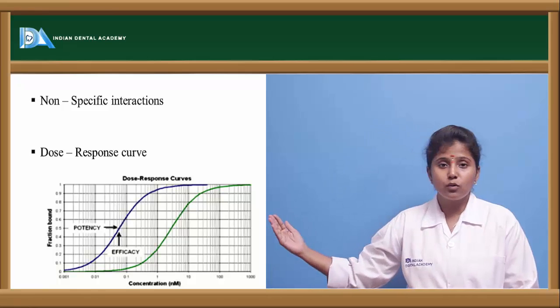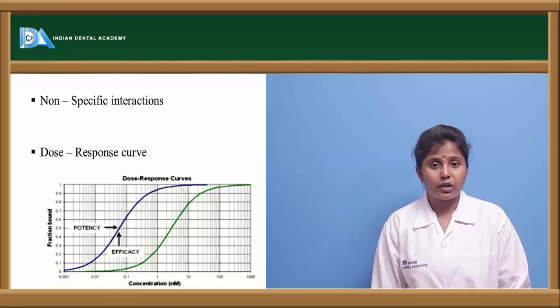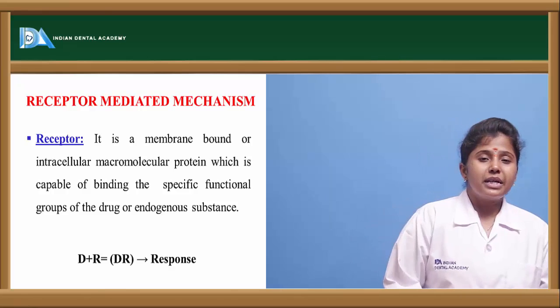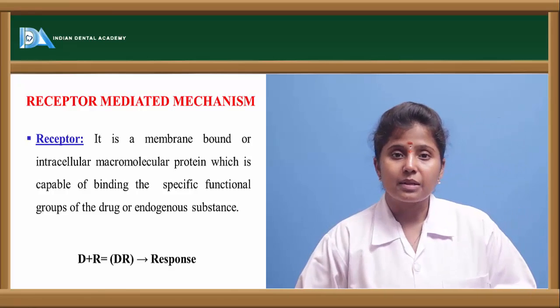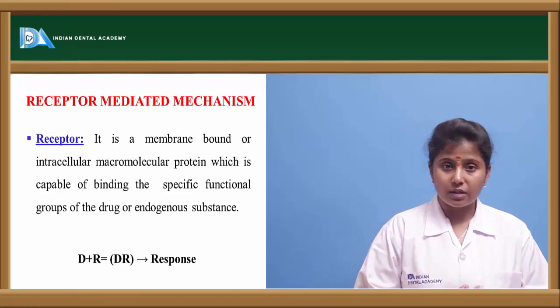So here we can see two graphs where as the dose keeps increasing, the efficacy or potency of the drug is also increasing. Now the receptor mediated action. Let us see what the various receptor mediated actions are, because these are the main mechanisms of action by which the drug acts.